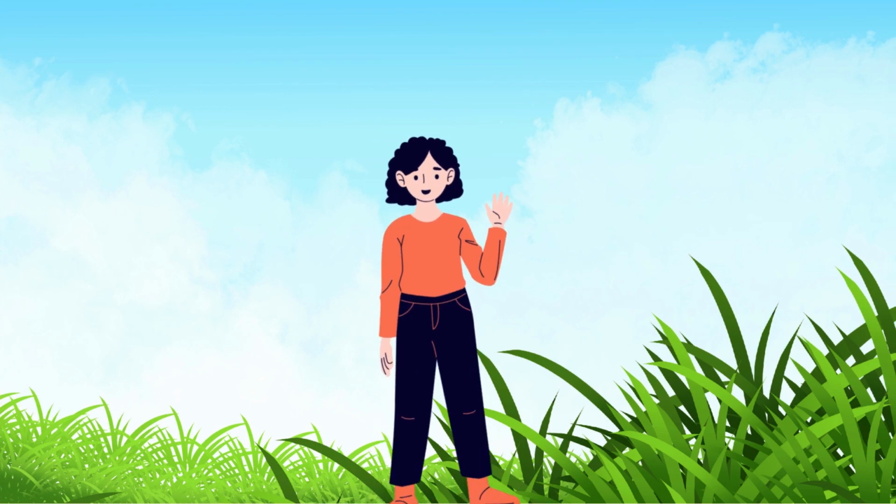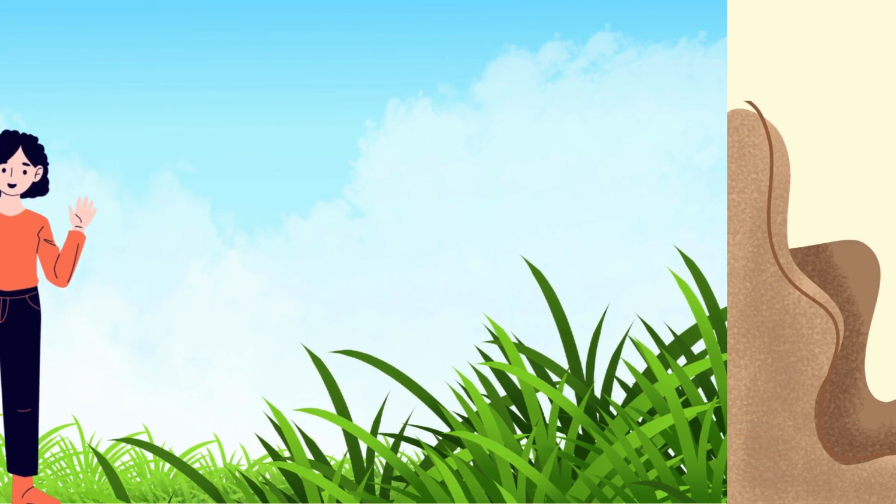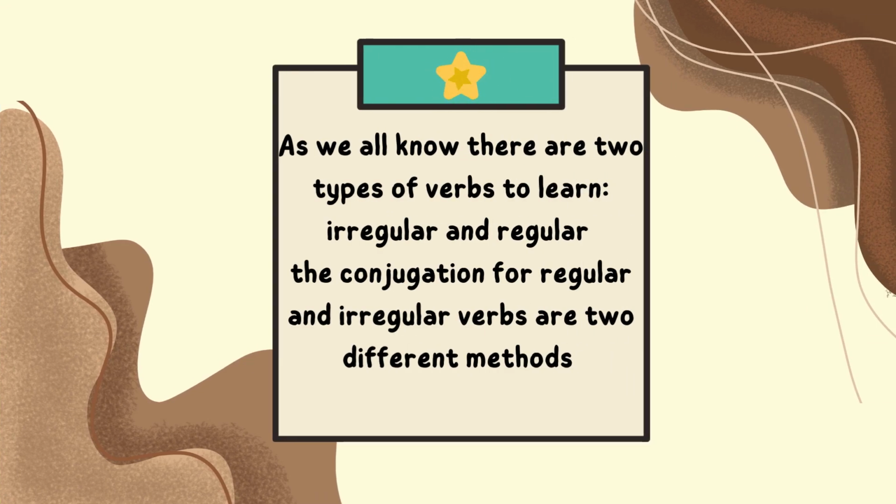Hi, I'm Freya. From here I'll continue the lesson. As we all know, there are two types of verbs in French, that is regular and irregular. And now, take notes if necessary, it's an important point. The conjugation for regular and irregular verbs are two different methods.